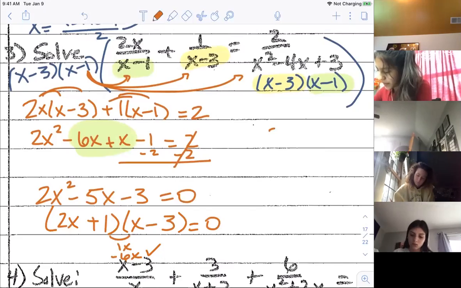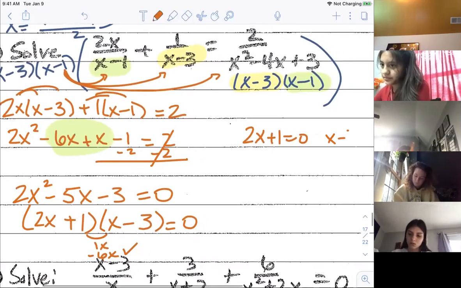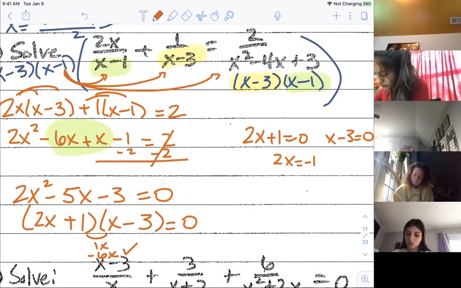So these are my two factors. 2x plus 1 equals 0, and then x minus 3 equals 0. Minus 1, 2x equals negative 1. Divide by 2, x equals negative 1/2. And then x equals 3.